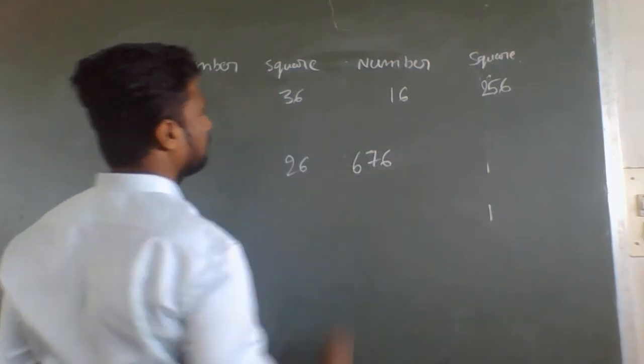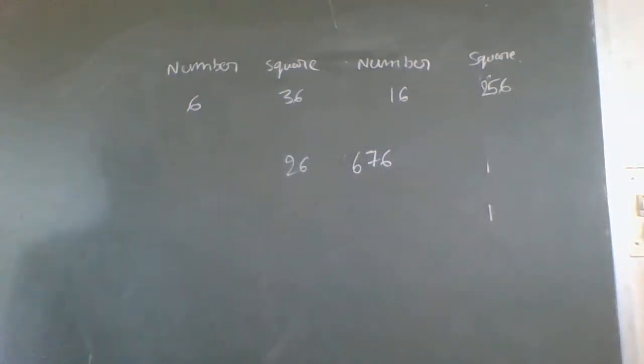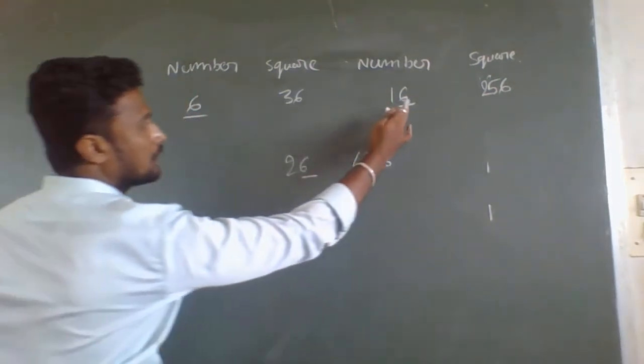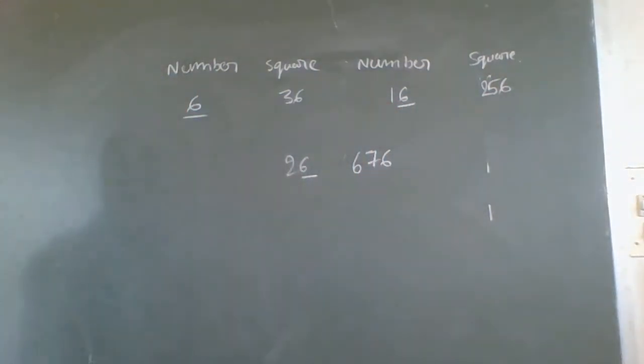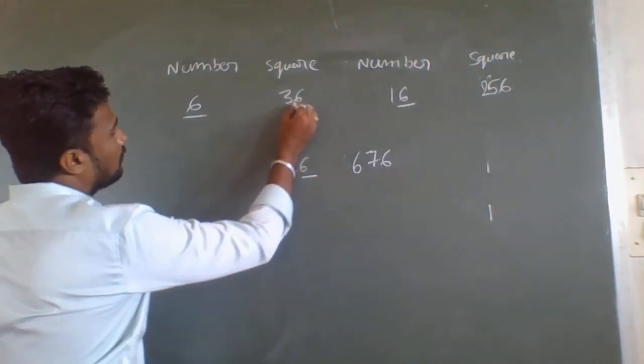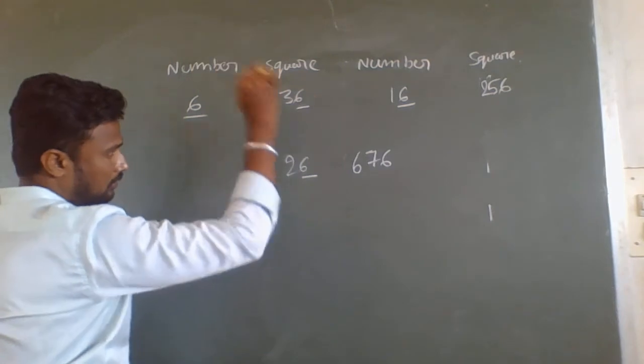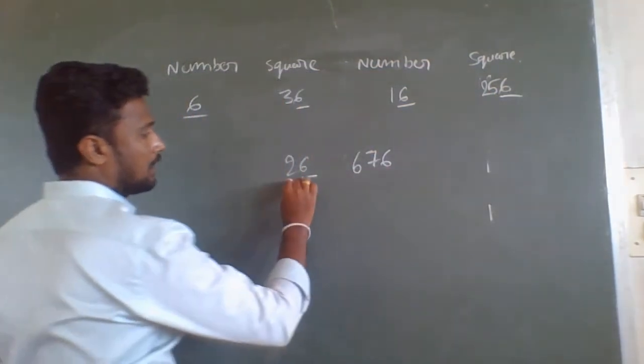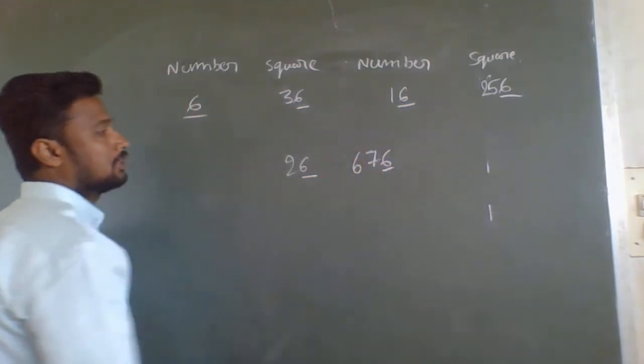676. So now see here, 6 is there at the unit place. In 6, 16, 26, 6 is there at the unit place. Now here in 36 also it ends with 6, in 256 it ends with 6, and in 26 it ends with 6.